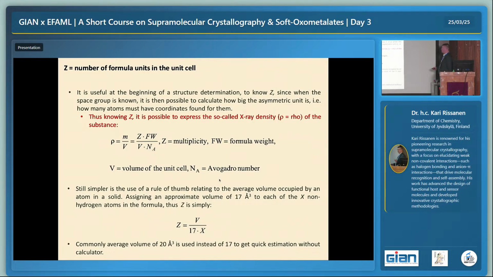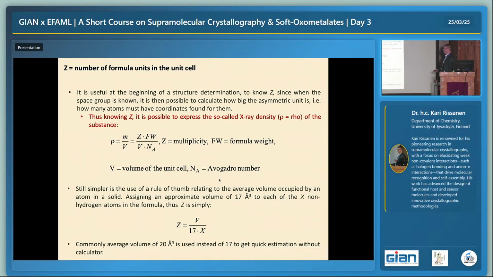So you have all these numbers. This you can guess, and this you should know roughly. And the point in there is the multiplicity, how many times the asymmetric unit is repeated, and the formula weight is there. Now, there is an even simpler way, but there will be a calculation. You will see how it works in the next slide.